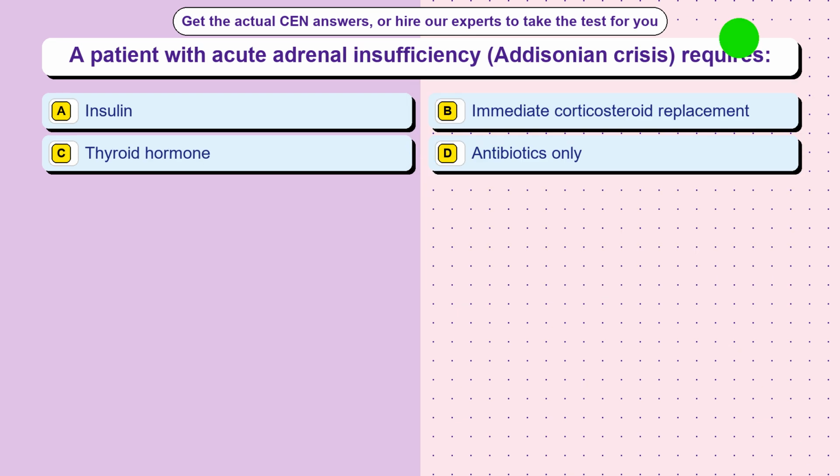Question 31. A patient with acute adrenal insufficiency, Addisonian crisis, requires: Option A, insulin. Option B, immediate corticosteroid replacement. Option C, thyroid hormone. Option D, antibiotics only.